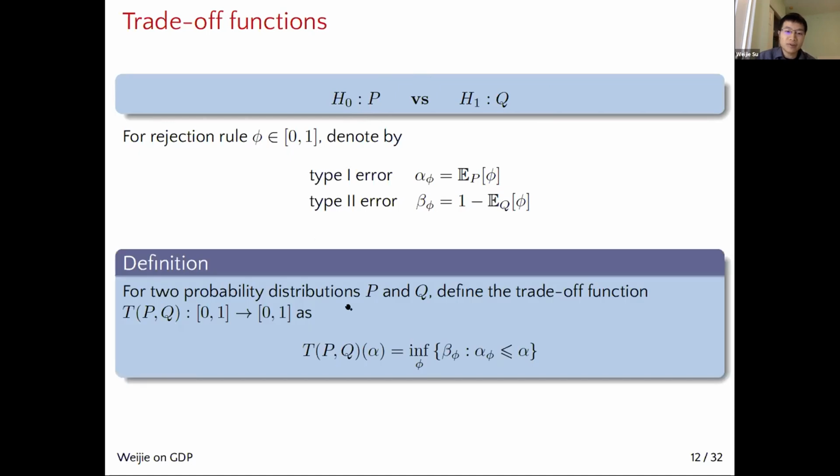Now we can define the trade-off function between P and Q, which is a function mapping the 0-1 interval to the 0-1 interval. For any alpha between 0 and 1, where alpha is the type 1 error, the value of this trade-off function at alpha is just the best type 2 error, the minimum type 2 error under the constraint that the rejection rule is at level alpha. So the type 1 error of the rejection rule phi here is below alpha. This is the definition of the trade-off function. The infimum can always be achieved, sometimes with randomization, due to the Neyman-Pearson lemma. We can just use the likelihood ratio test to achieve the minimum type 2 error given the type 1 error constraint.